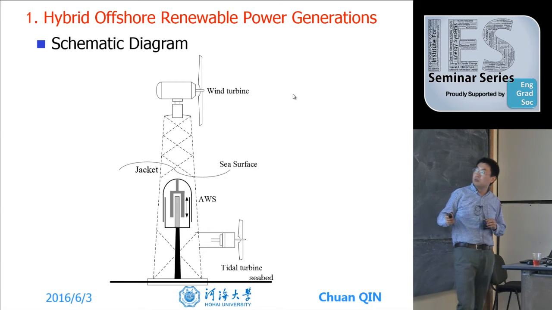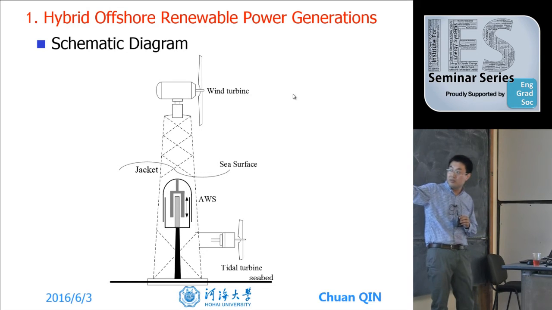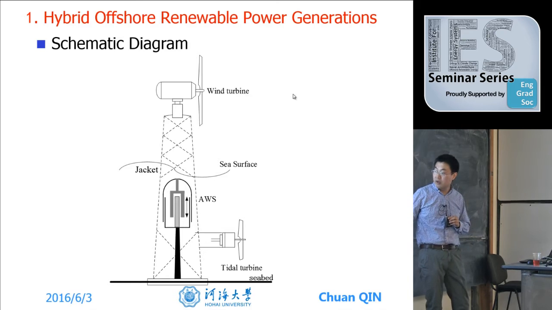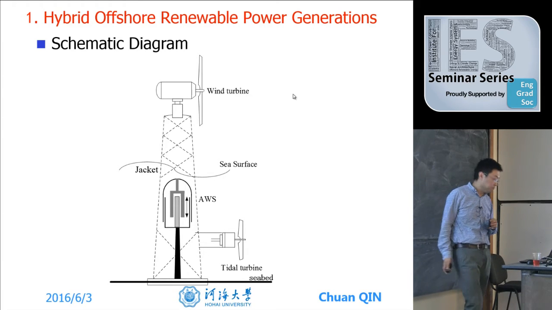The wind turbine is mounted on the top of the structure, and the AWS-based direct drive wave energy conversion system is inside the jacket structure. Because the jacket structure is hollow, it will not affect the wave power capture of the AWS. And here is the tidal turbine.